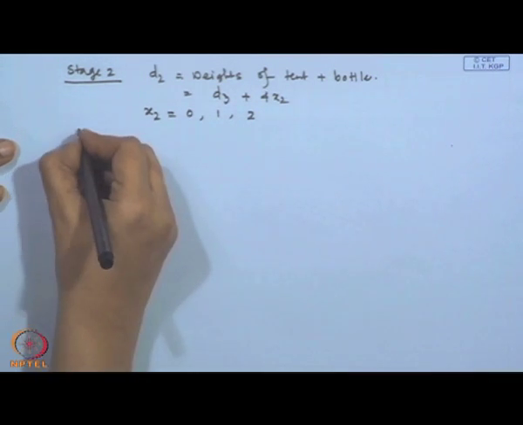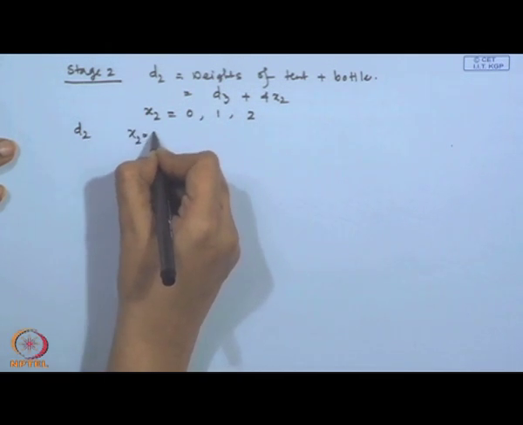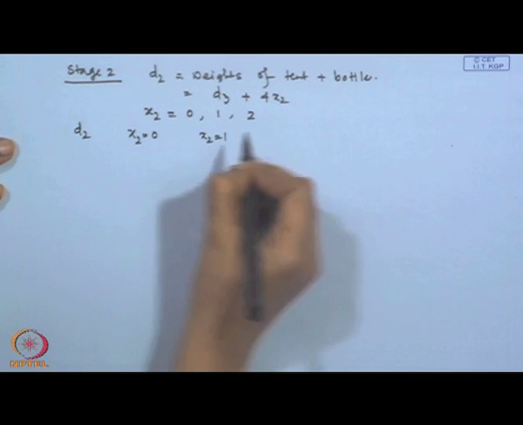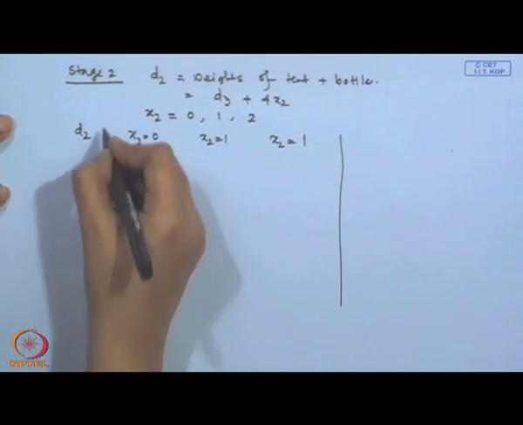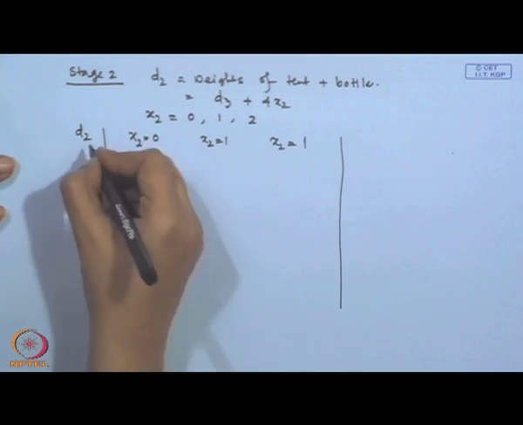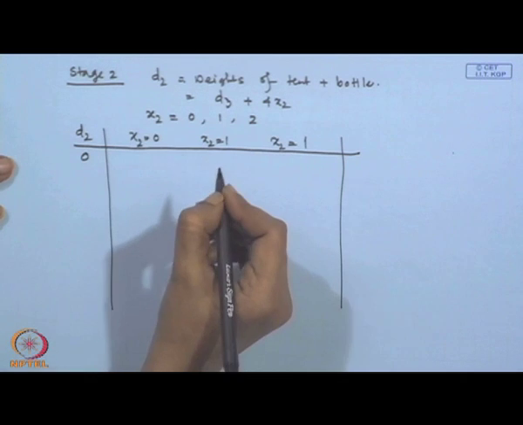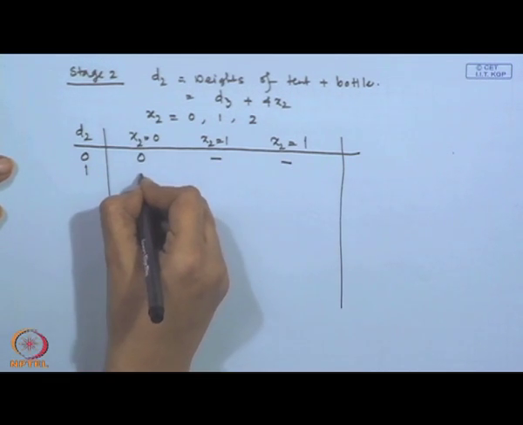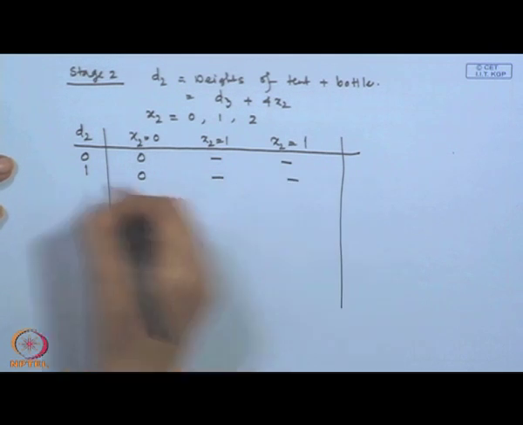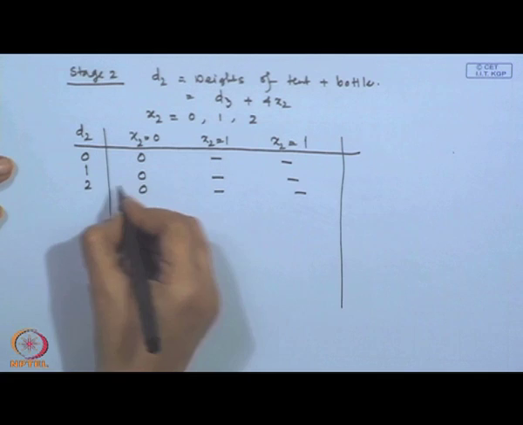Alright. Let me complete the table as we did for the other stage. x2 is equal to 0, x2 equal to 1 and x2 equal to 2, and we will write down the utility value for each and every case. Here also the same, D2 can be from 0 to 10. If D2 is 0, then this is 0. If D2 is 1, 0, D2 is 2, 3.